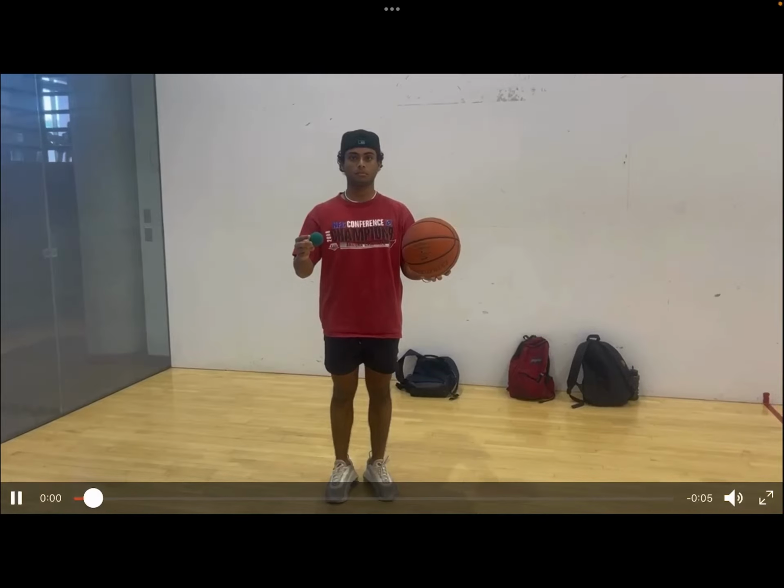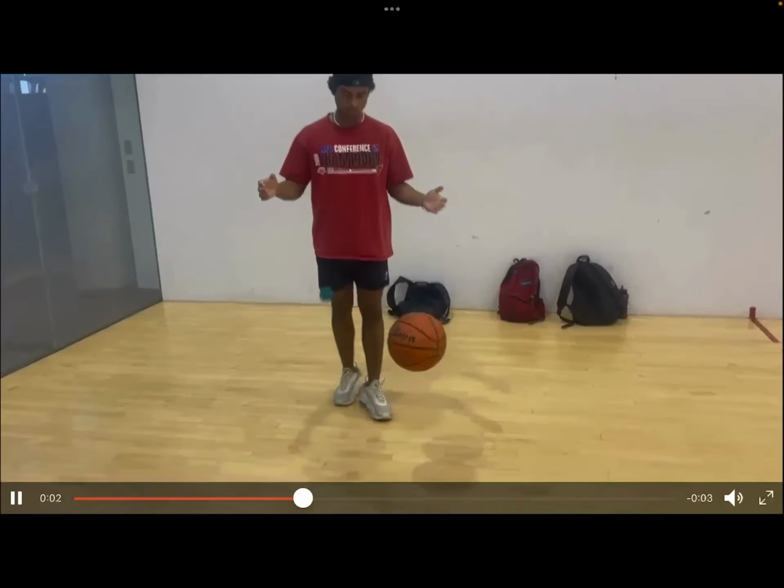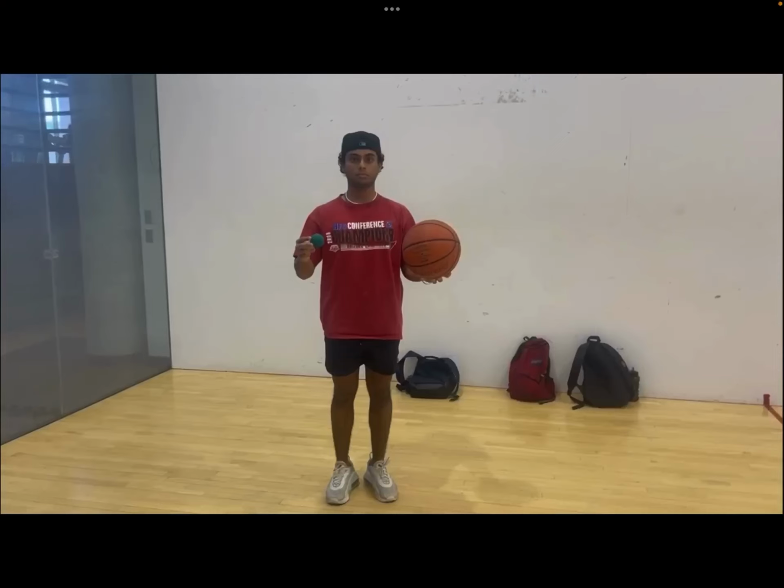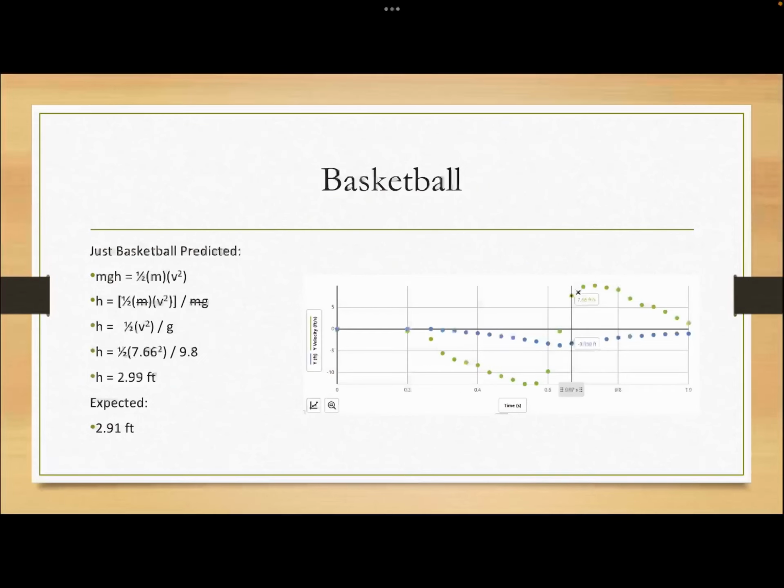So as you can see, here's the first video, which is just the basketball being dropped. And so we included the data for the basketball. When we predicted the height for the basketball, it came out to about 2.99 feet. And the expected value, which is what we determined from the graphical analysis, was 2.91.